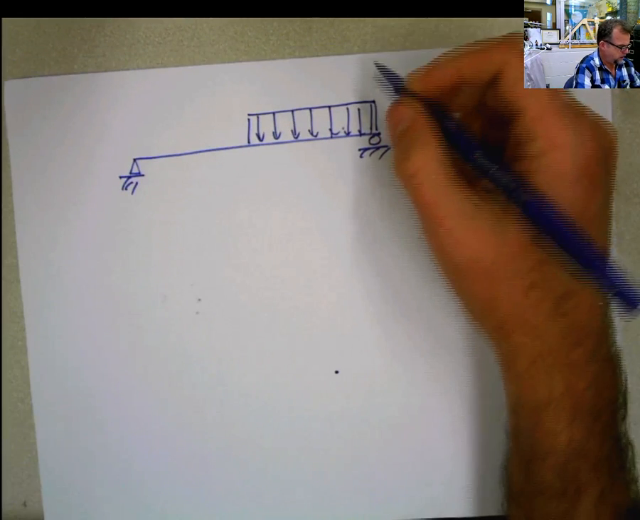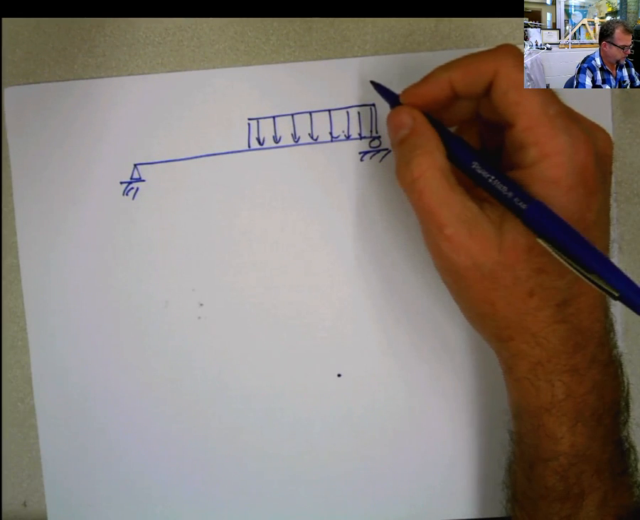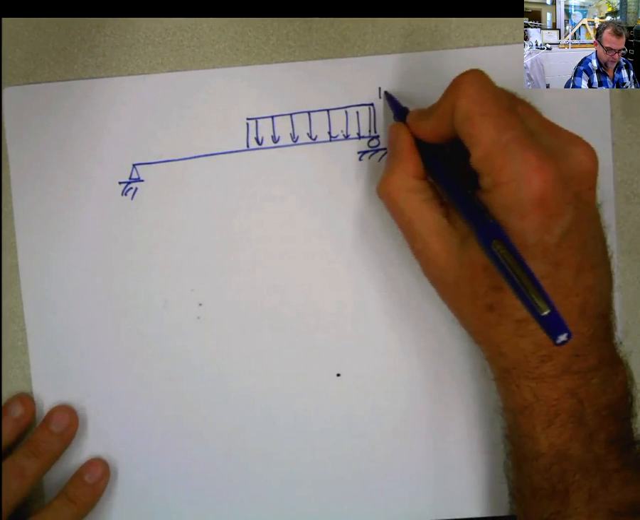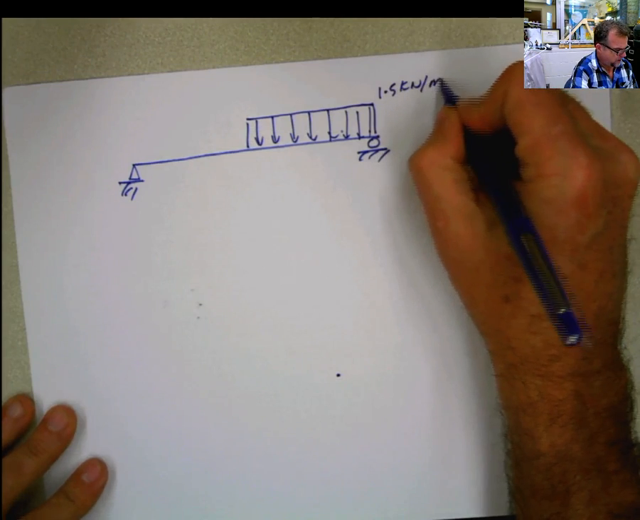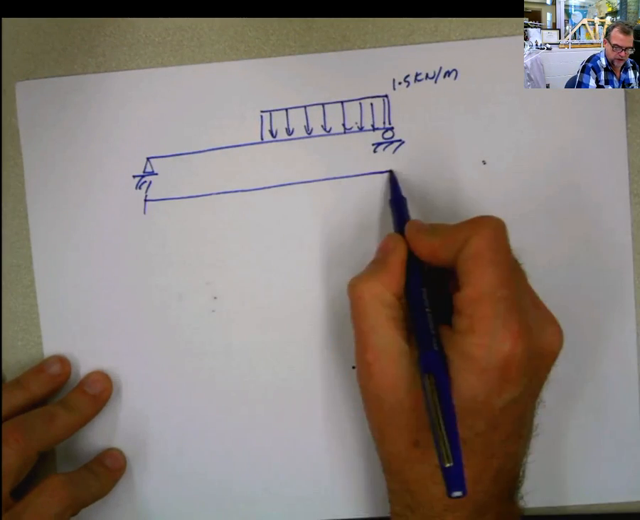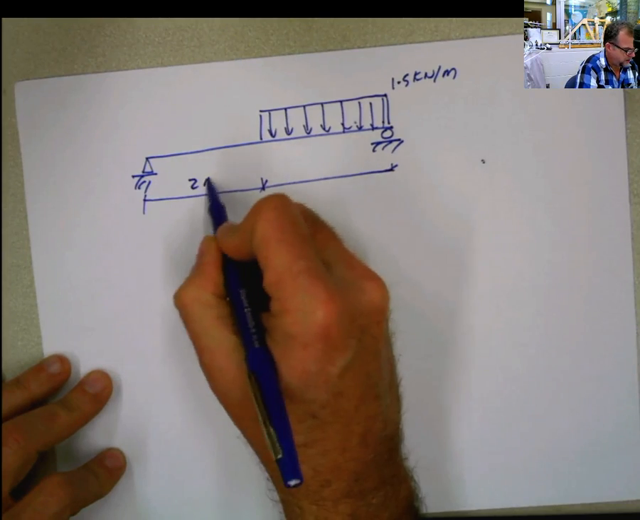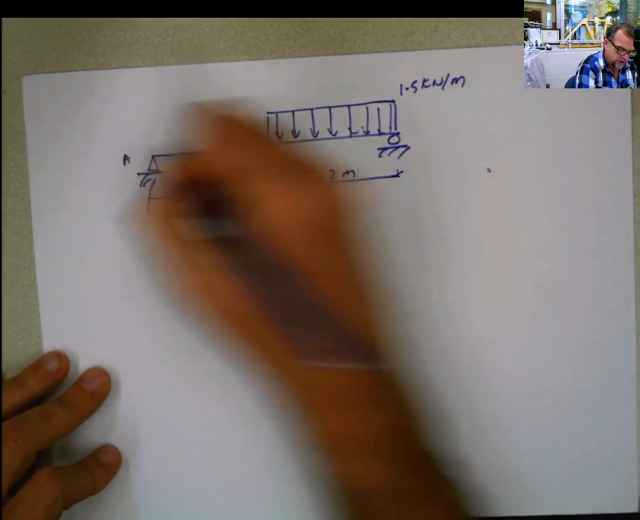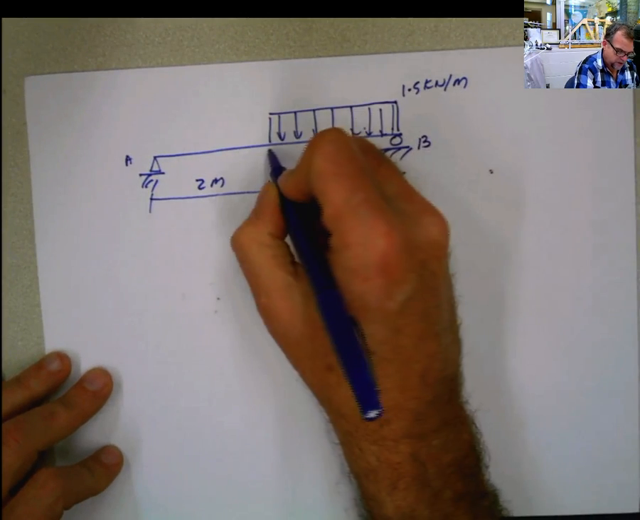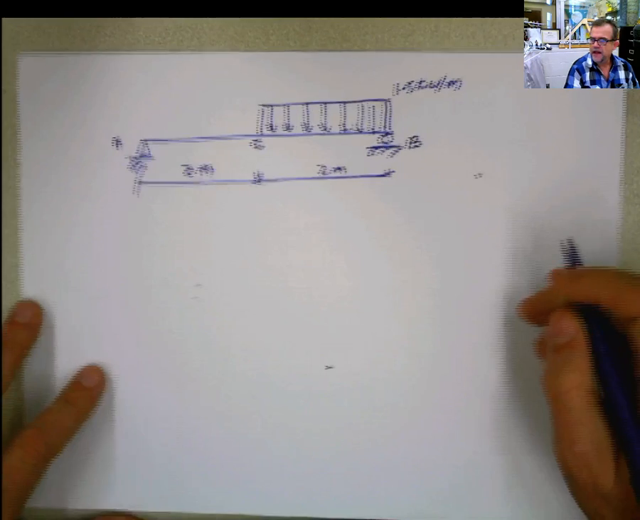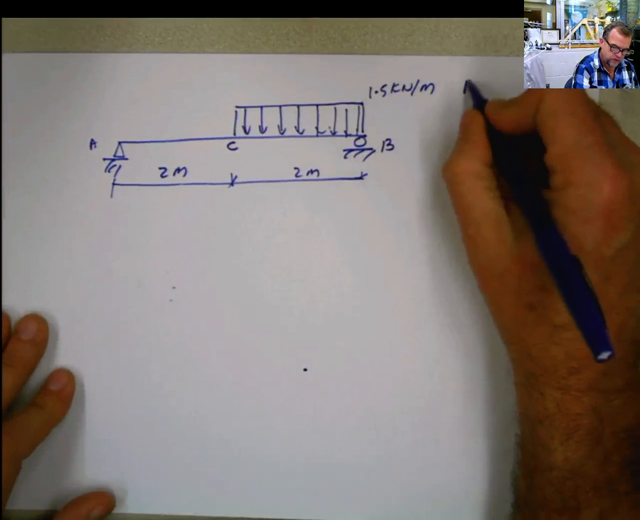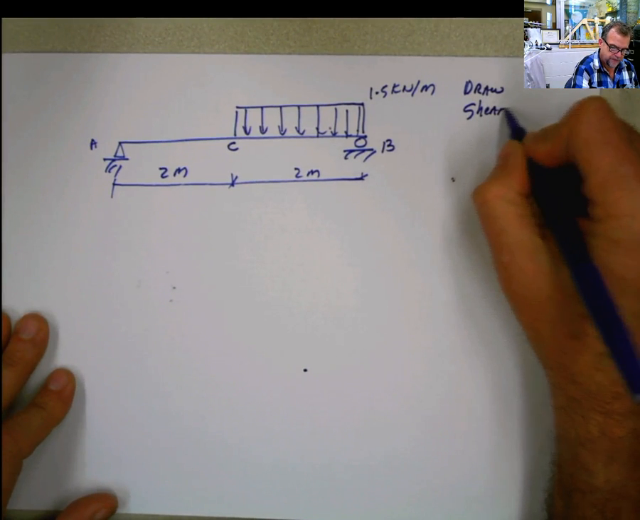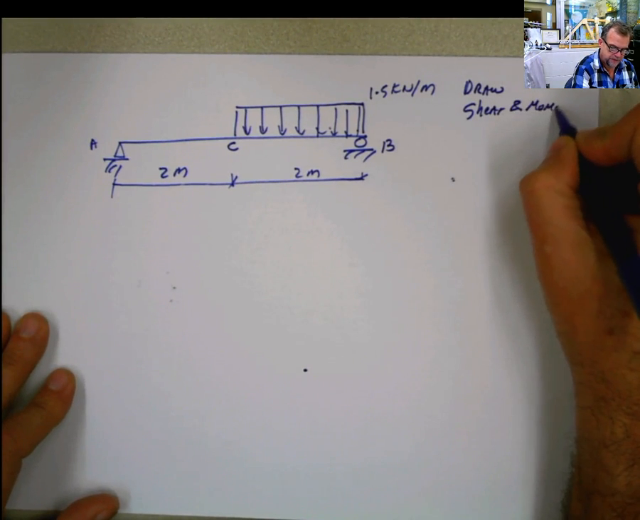This force here is how much? 1.5, I think. 1.5 kilonewton per meter. The distance from here to here is 2 meters, and this is 2 meters also. This is point A, point B, and this is point C, let's call it like that. Our objective is to draw the shear and moment diagram.